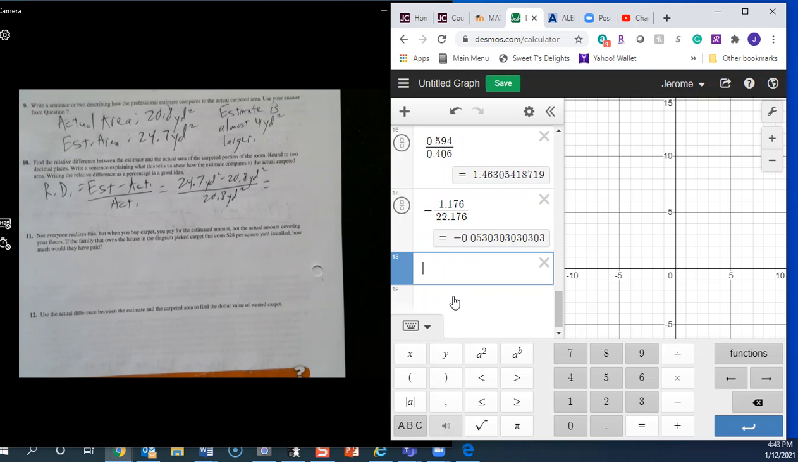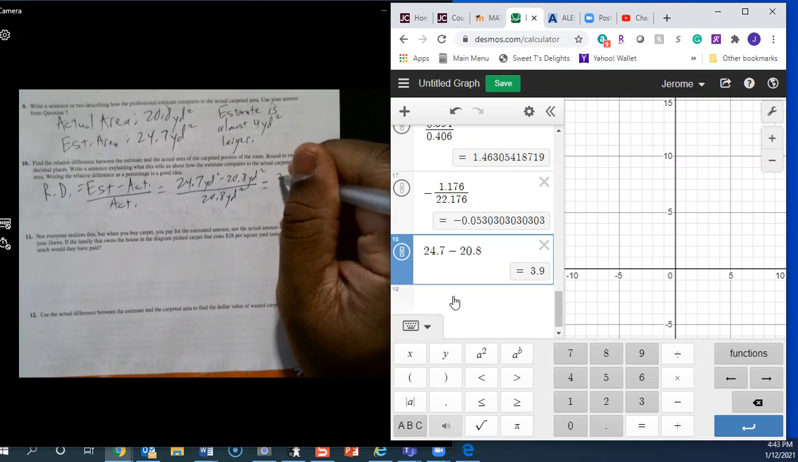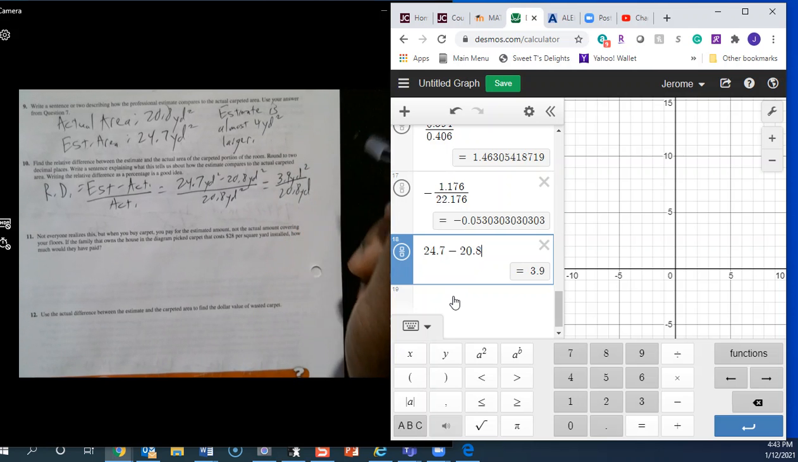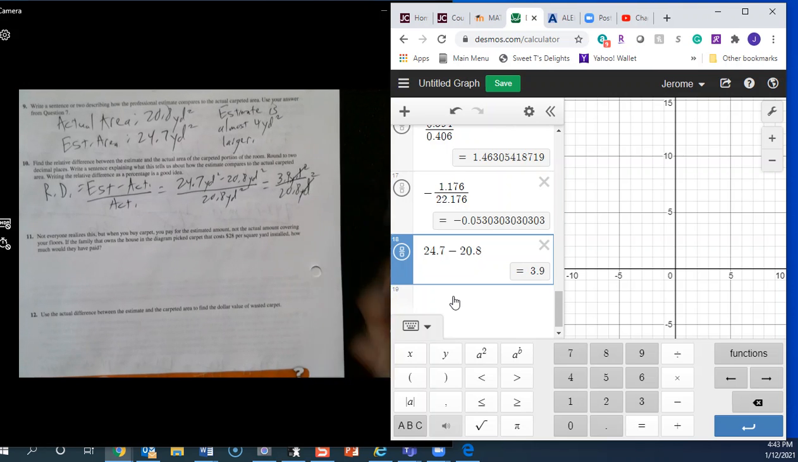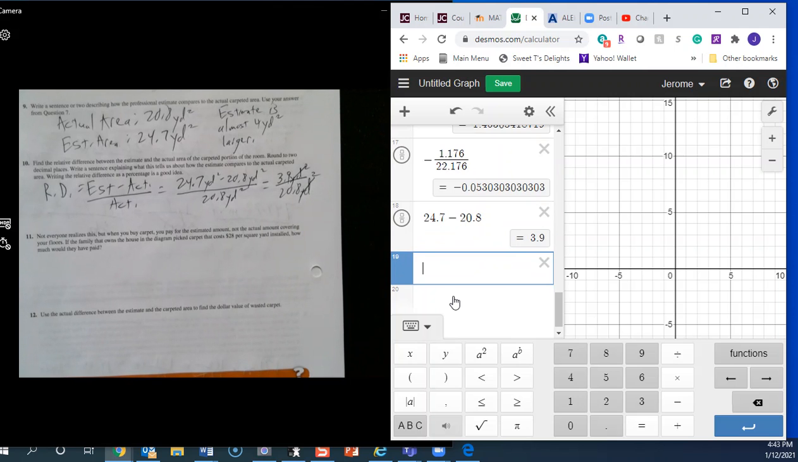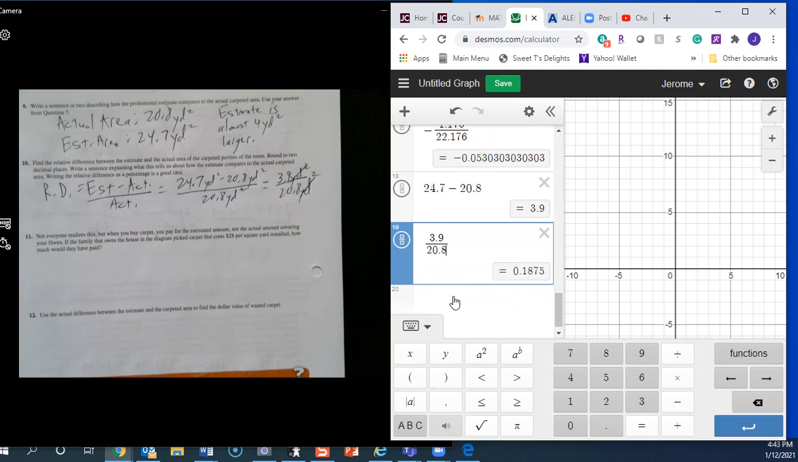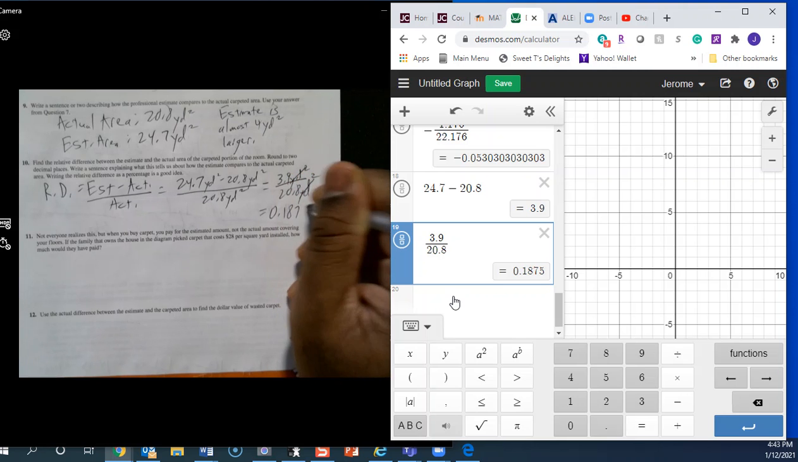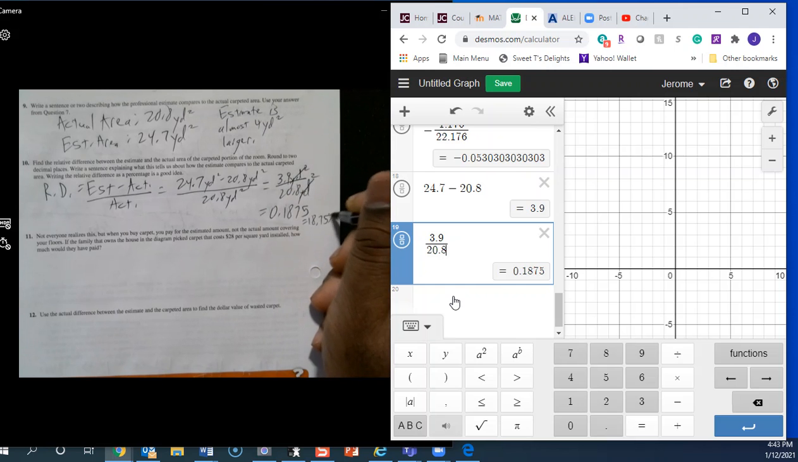So we have 24.7 minus 20.8, which gives us 3.9 square yards divided by 20.8 square yards. And then the square yards will absolutely simplify each other out. So now we would take 3.9 divided by 20.8, and that gives us 0.1875. So if we wrote this as a percent, it would be 18.75%.